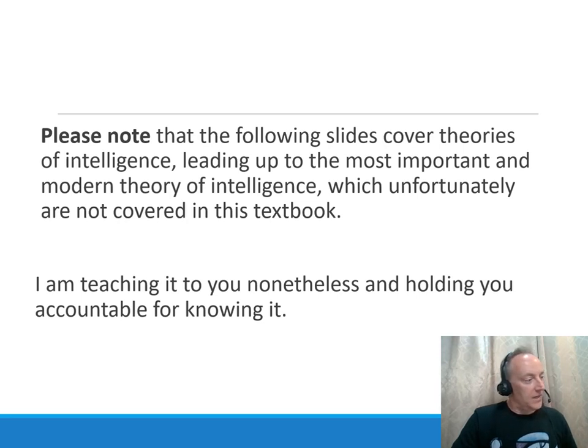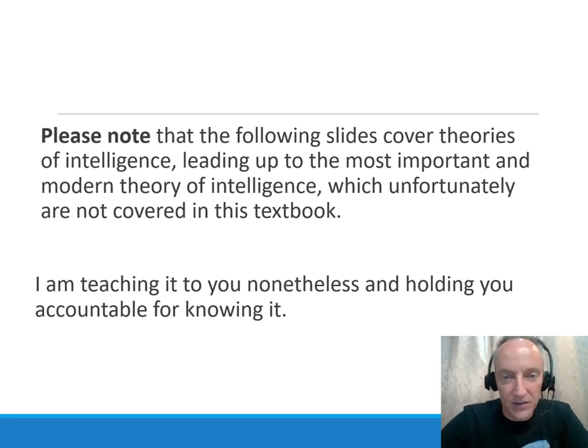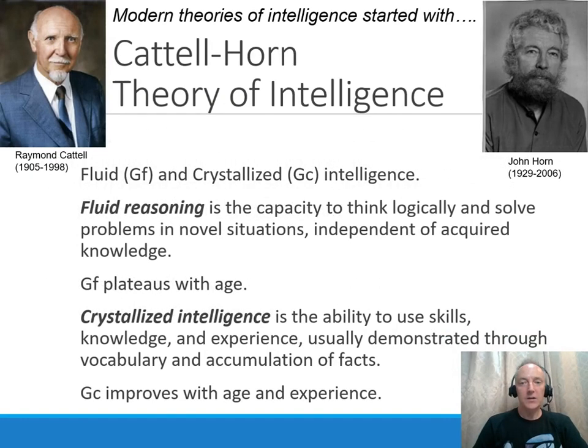All right, so this next section is the part that leads us into the most modern theory of intelligence that sadly is not in your textbook. So I am still holding you accountable for what follows. Our modern theory of intelligence started with these two, Raymond Cattell and John Horn, which is why the beginnings of the most modern theory of intelligence is referred to as the Cattell-Horn theory of intelligence.